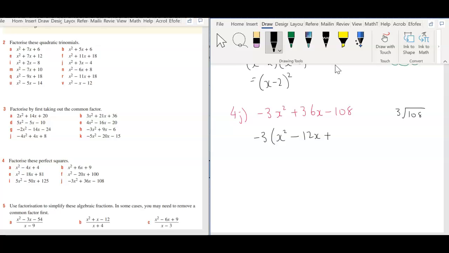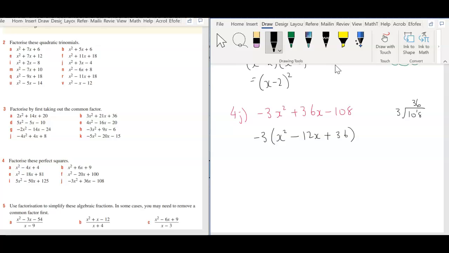How many times does 3 go into 1? 0. How many times does 3 go into 10? 3. Remainder 1. How many times does 3 go into 18? 6. No remainder, so it's 36. All right, we can just do it quickly on the side.